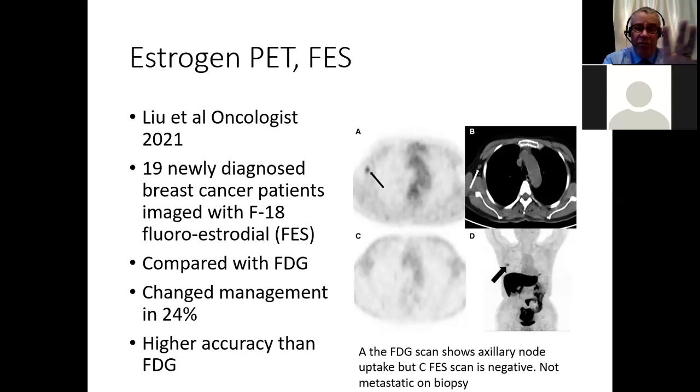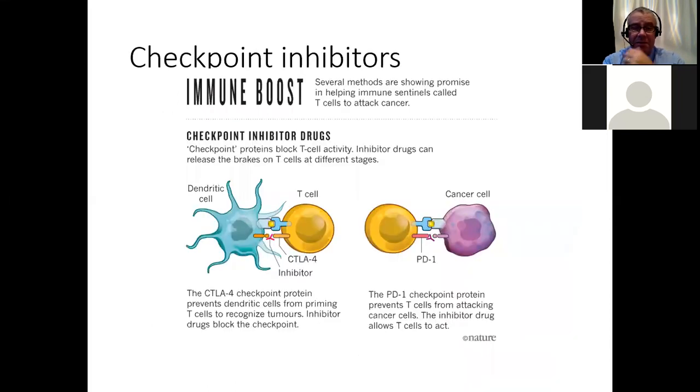So we've not really seen this agent in Europe. It's only been in the US. It's actually an approved and marketed product in the United States. And all the literature is really from the United States. So we haven't really had any experience with it. But they claim it changes patient management in 24% of patients.